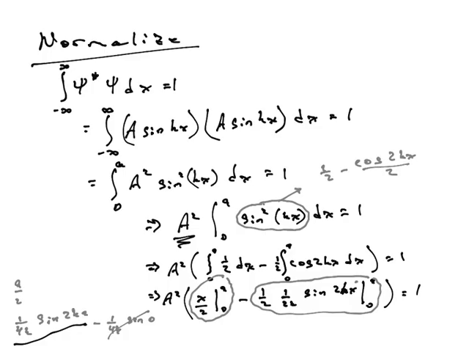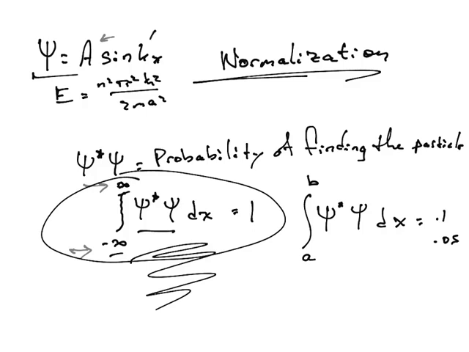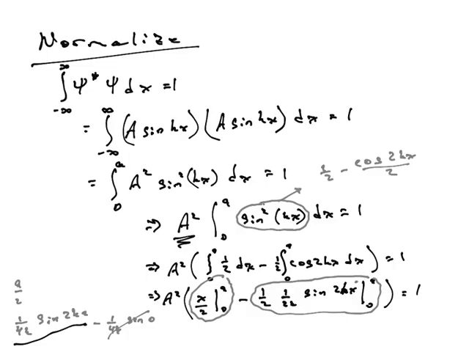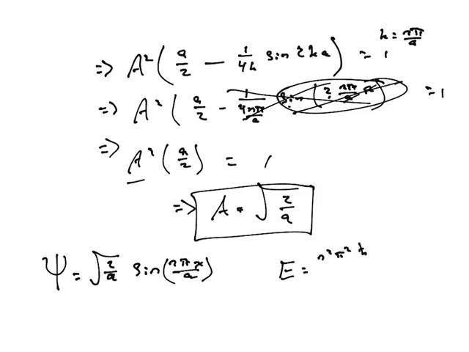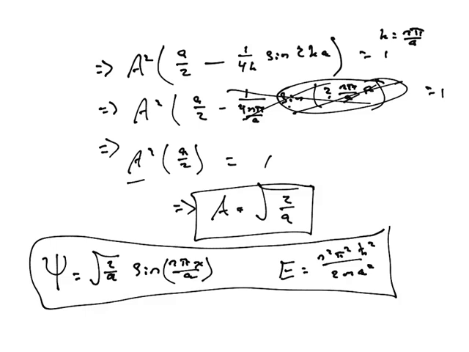Now what I should have done, to be honest, is when I wrote down the wave function, I shouldn't have written k here. I should have written n pi over a instead of k this whole time. But it doesn't matter. We know what it is now. So now we finally have psi, our wave function, is square root of 2 over a sine, instead of kx, it's n pi x over a. Here's our wave function. And our energy levels, n squared pi squared h bar squared over 2ma squared. We now know everything possible about this system.